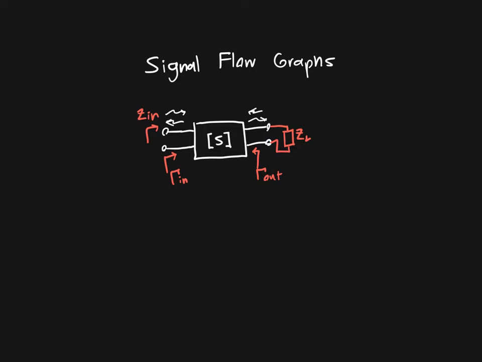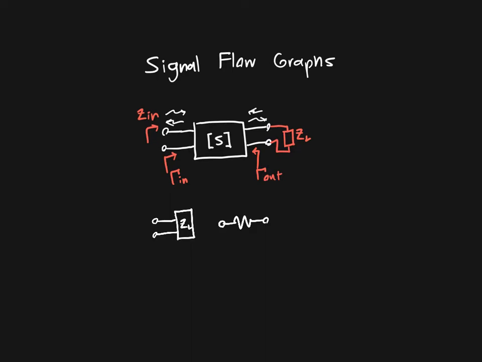So if we're interested in representing this arbitrary two-port network with a signal flow graph, how would we go about it? Well, before we analyze a two-port network, let's just analyze a single one-port network. And what is a one-port network? Well, a one-port network is just a resistor, for example. It's anything that has two terminals. So we're going to analyze this one-port network.